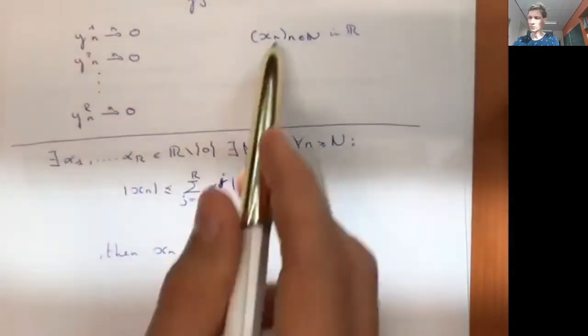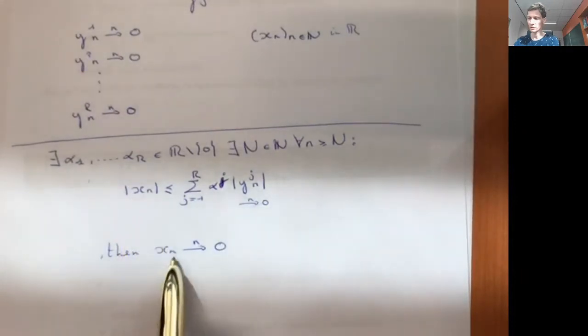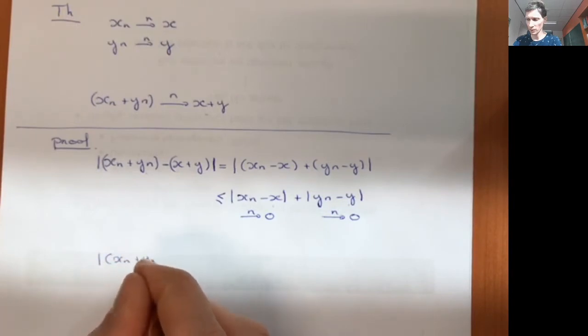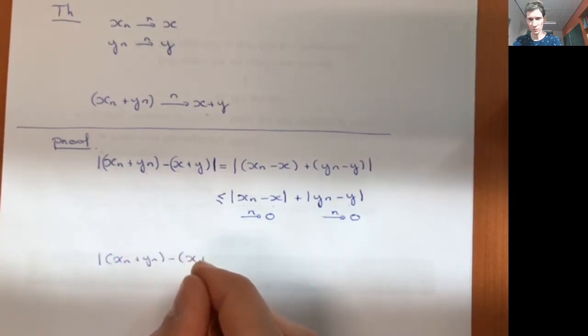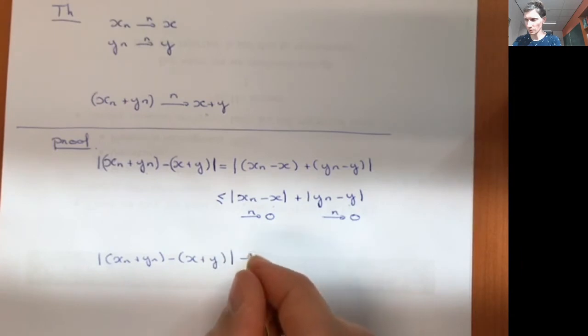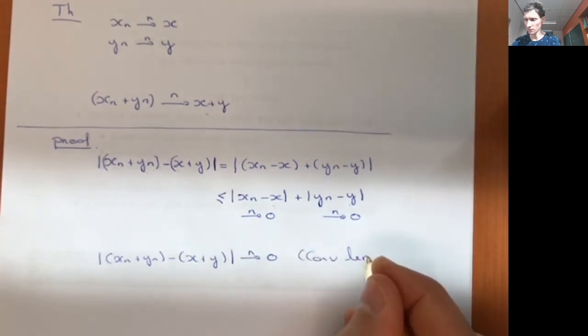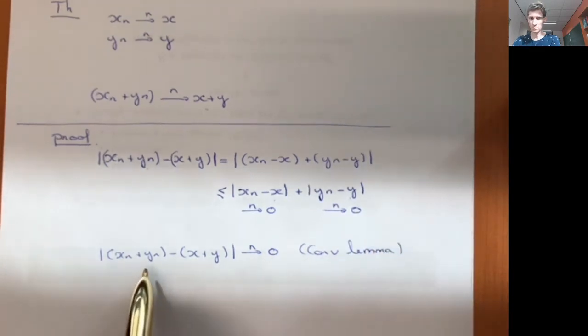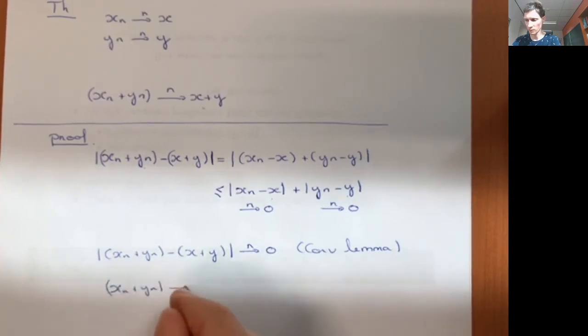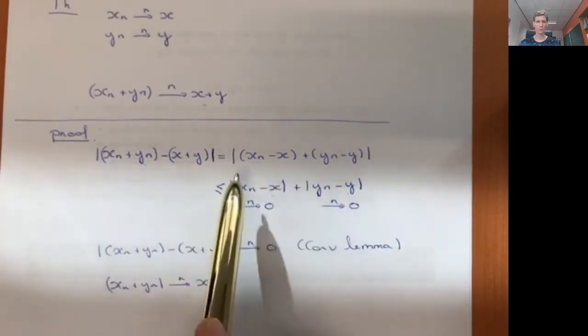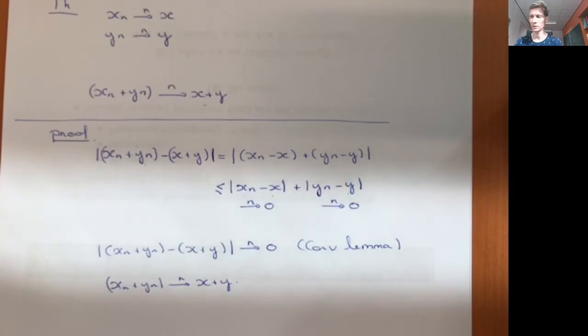So the result of this convergence lemma then says that this sequence here converges to 0. So we have that xn plus yn minus x plus y converges to 0. So this is by the convergence lemma. And this is the same as saying that the sequence xn plus yn converges to x plus y. So the use of the convergence lemma really simplified the proof of this theorem.